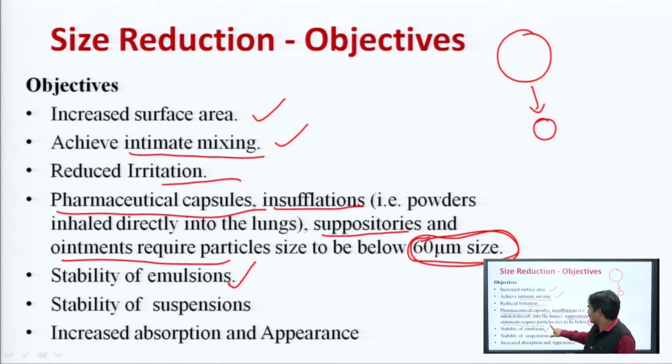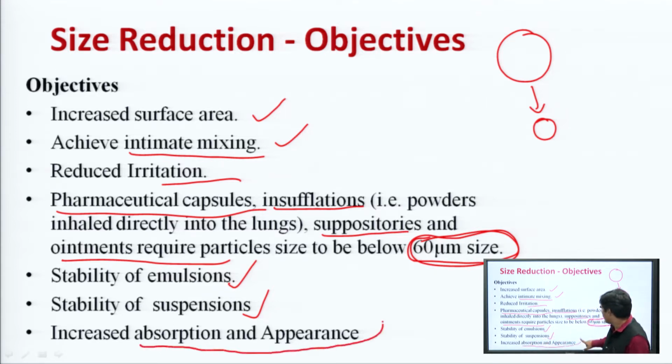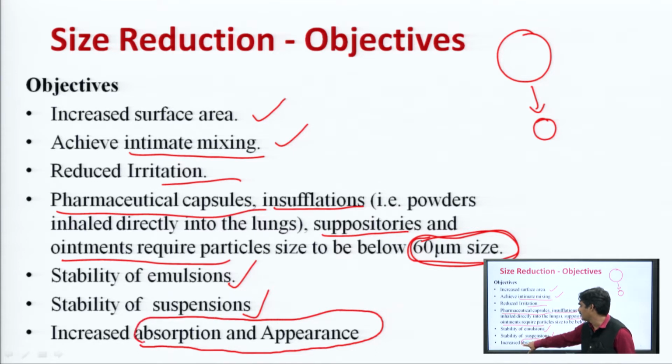It helps in the stability of emulsions, and it also helps in the stability of suspensions. The smaller the particle size, the more stable the emulsions and suspensions will be. It increases the absorption and appearance of the product also. Absorption means that as the particle size is reduced, the effective surface area is increased, which leads to increased absorption or increased solubility of the particles.